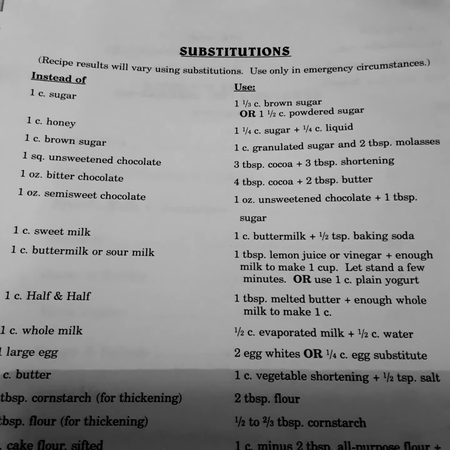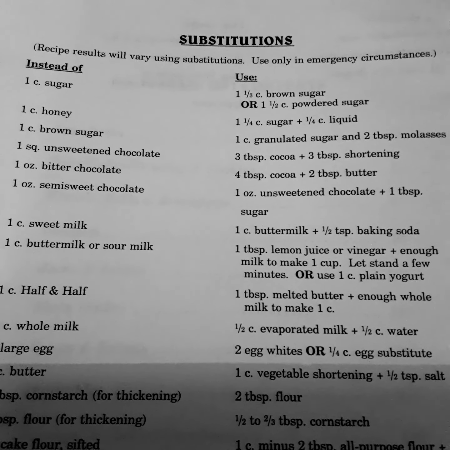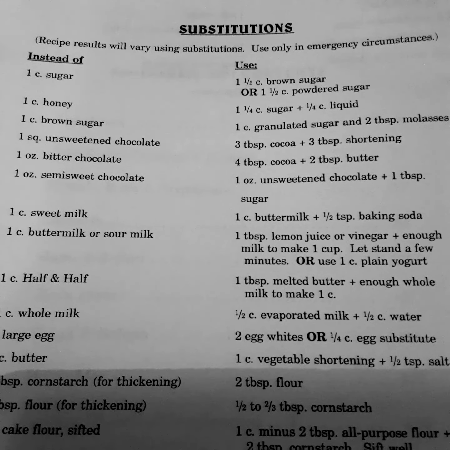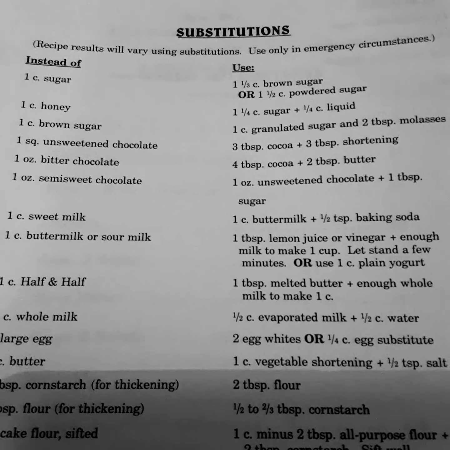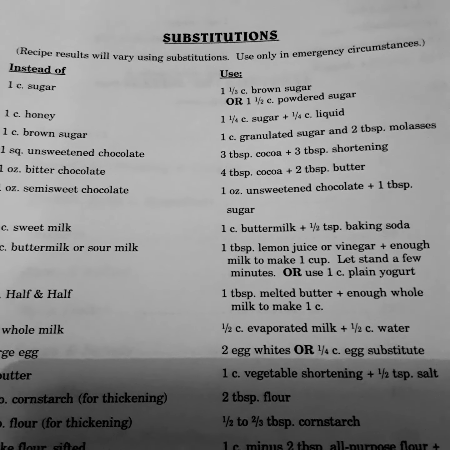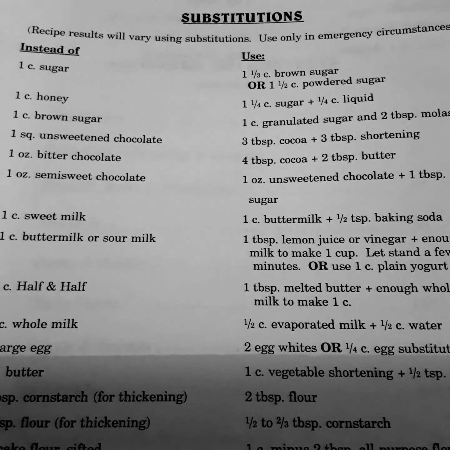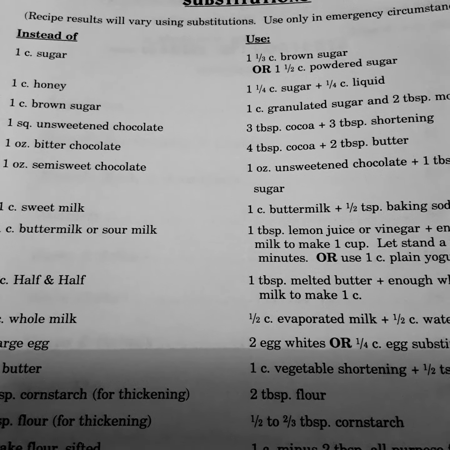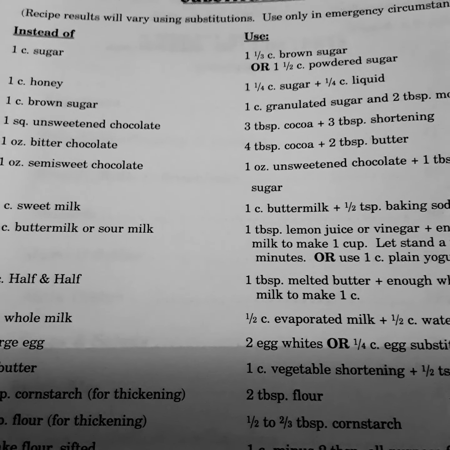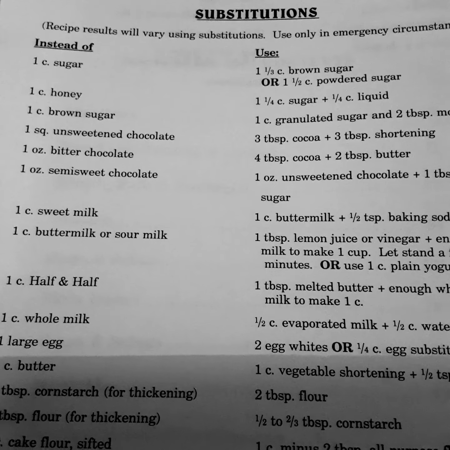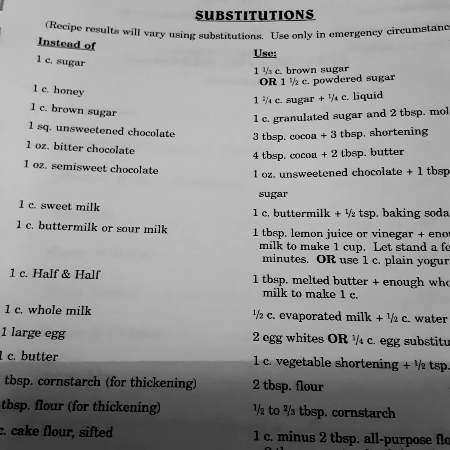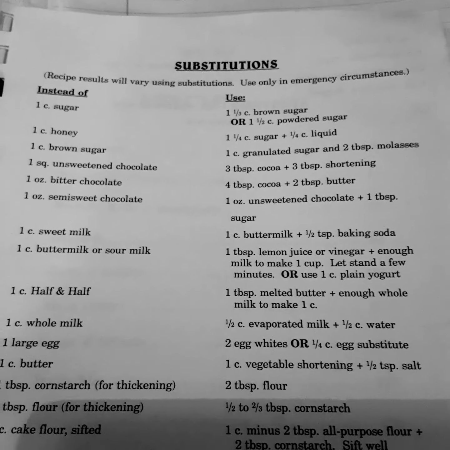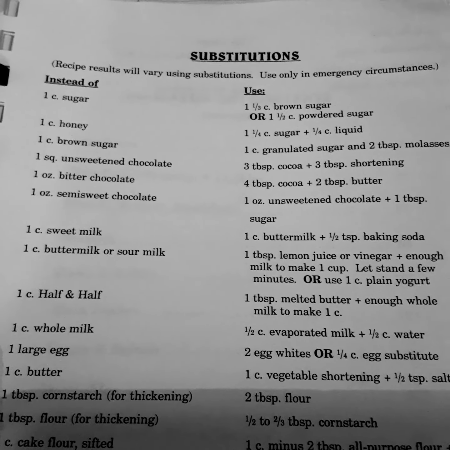For brown sugar, 1 cup of granulated sugar, 2 tablespoons of molasses. 1 square unsweetened chocolate, 3 tablespoons of cocoa, plus 3 tablespoons of shortening such as Crisco. 1 ounce of bitter chocolate, 4 tablespoons of cocoa, 2 tablespoons of butter. 1 ounce of semi-sweet chocolate, 1 ounce of unsweetened chocolate, plus 1 tablespoon of sugar.